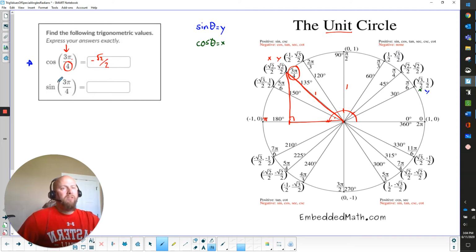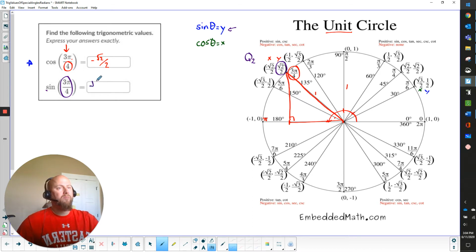Now this next problem is at the same angle location, so all we're going to do here is use, because it's sine, remember, we have to go with the y value. So here the y value is very similar, although y is positive in quadrant 2. So instead of negative root 2 over 2, it is positive root 2 over 2. So when they say express your answers exactly, you can get away with these answers.